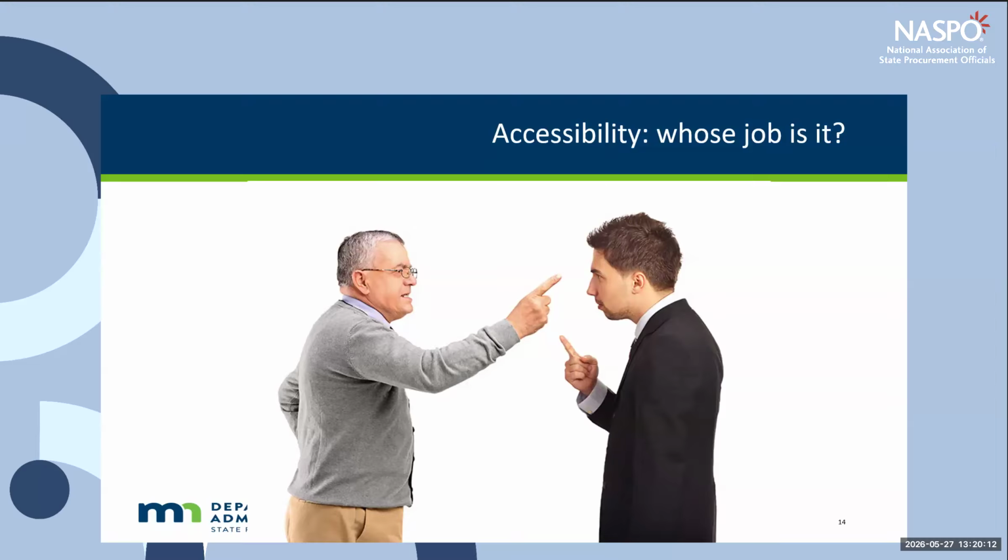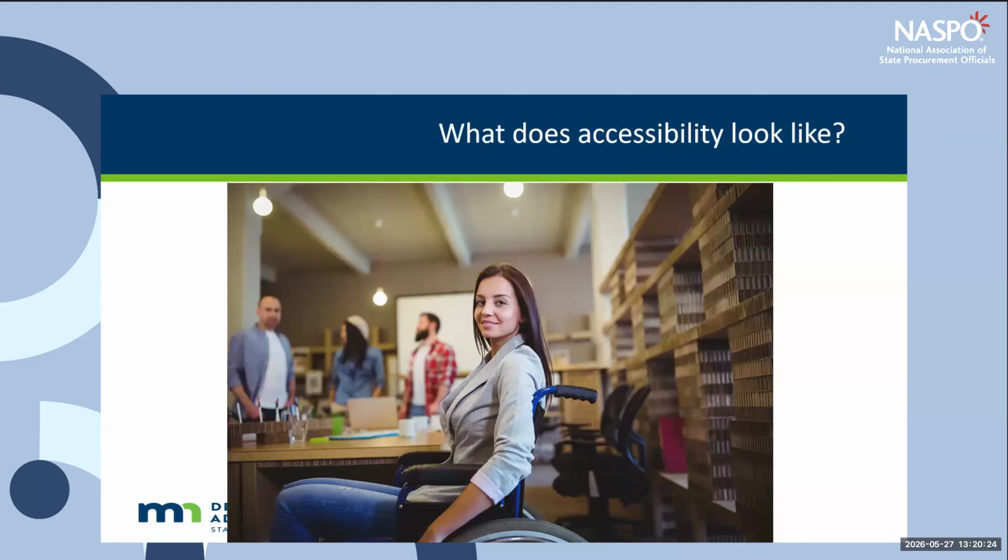So people who create documents, buy content, buy applications, plan for things, and install them all have to think about accessibility, or it will not work if you try to retrofit it at the end.